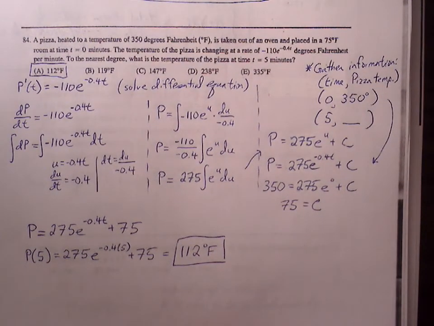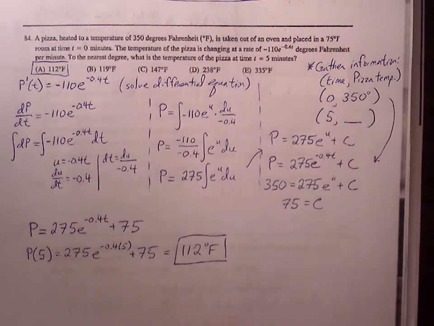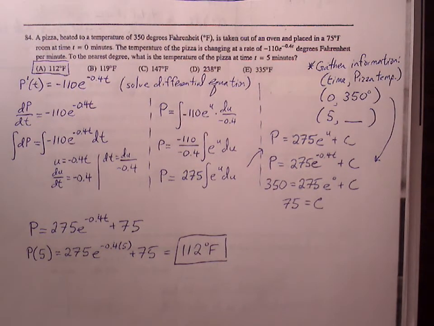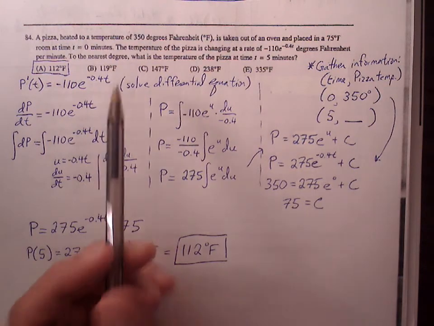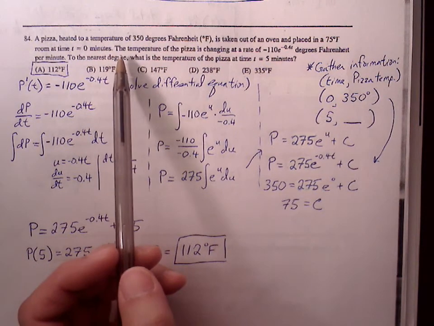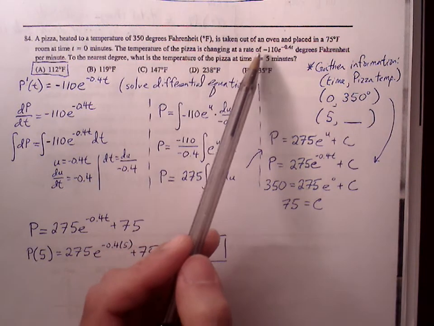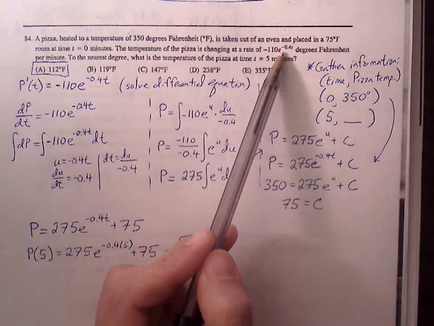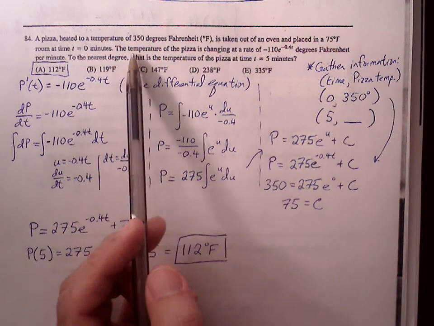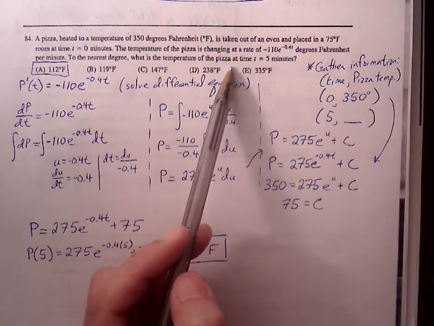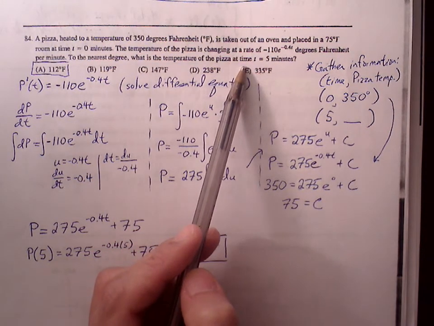Okay, 84. A pizza is heated to a temperature of 350 degrees Fahrenheit, taken out of the oven and placed in a 75-degree room temperature at 0 minutes. The temperature is changing at a rate of negative 110 e to the negative 0.4 t degrees Fahrenheit per minute. To the nearest degree, what's the temperature of the pizza at time t equals 5?